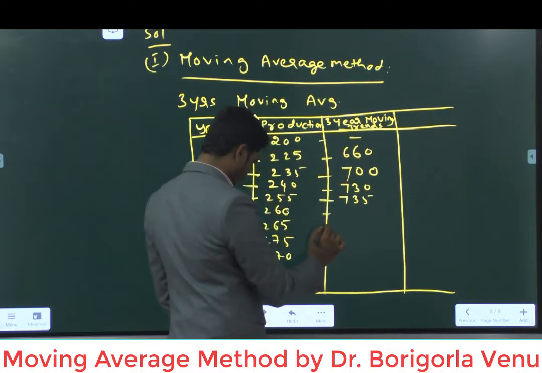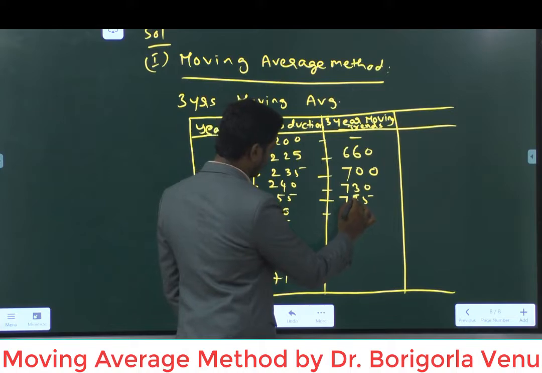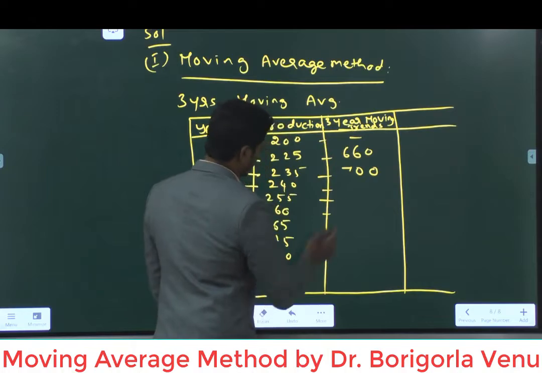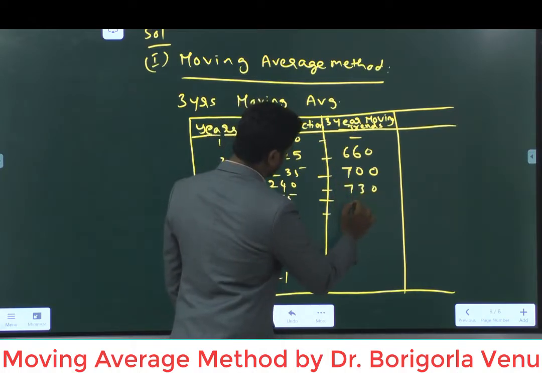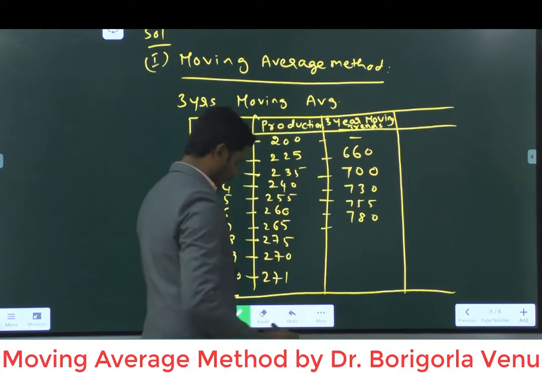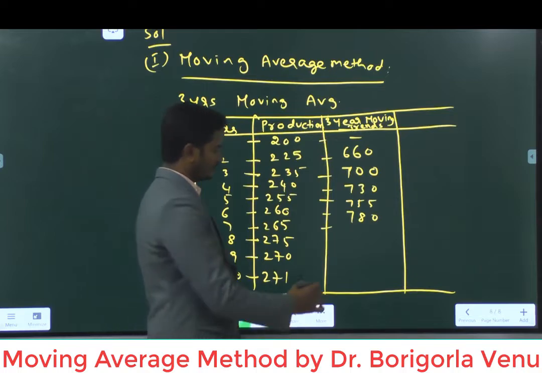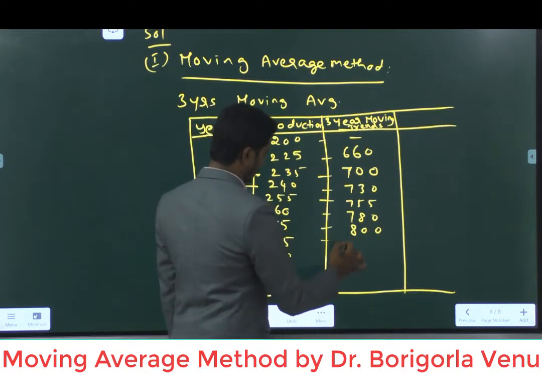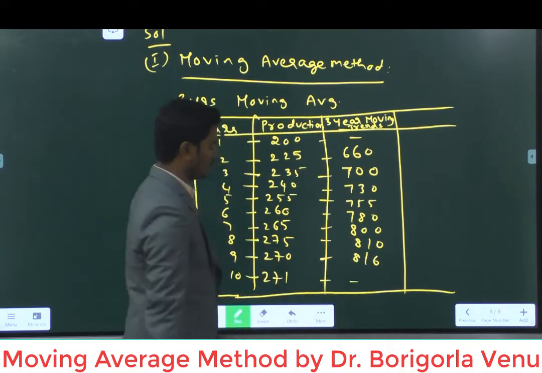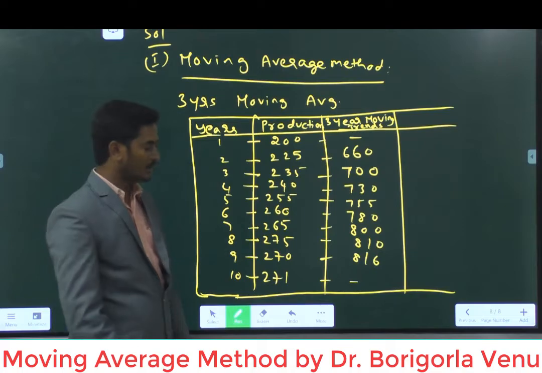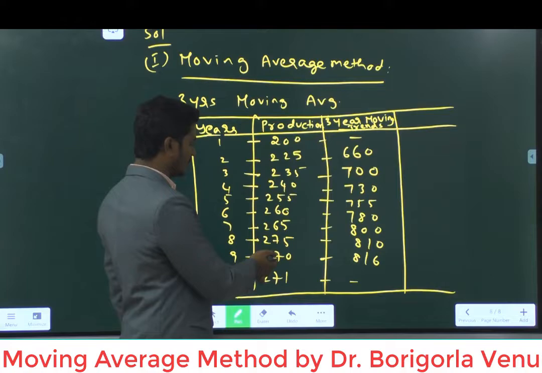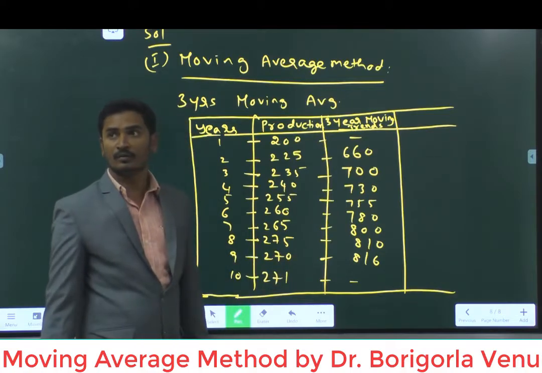Next coming to this, 755, not 735. 700, 730, 755, 780, and here 800, 810, 816. Here also there is no chance to calculate the demand for tomorrow, that is for the next year. Here we have only previous year data, 270, 271, then for tomorrow we don't have.